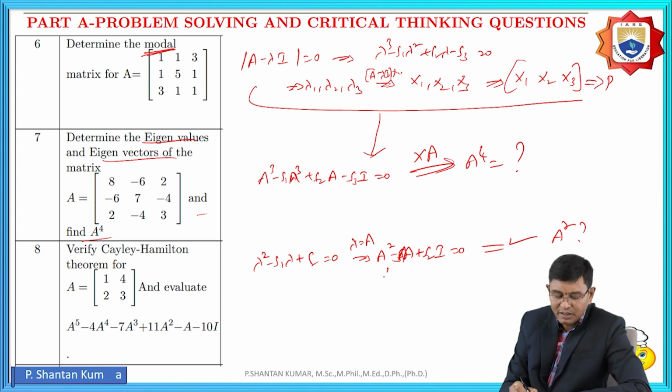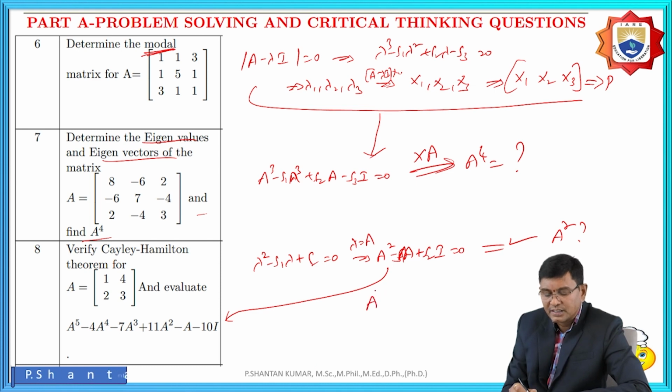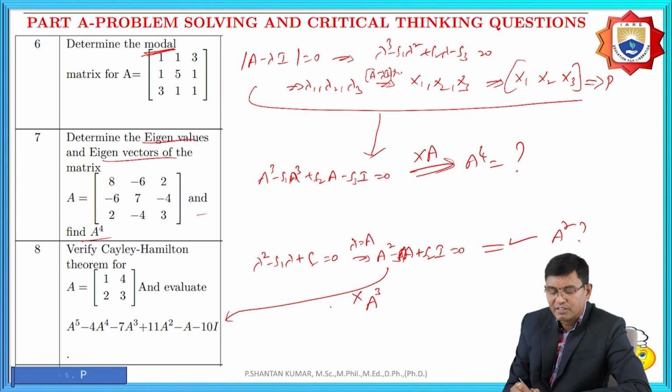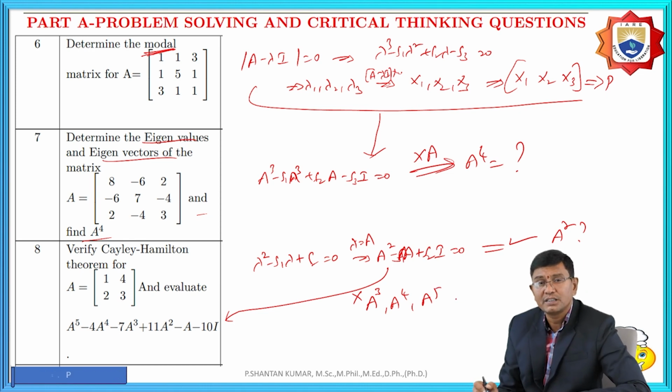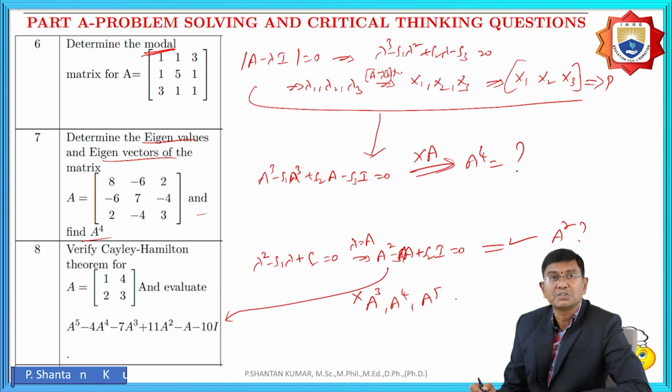Based upon this, you need to find the results in terms of A power 5, by multiplying with A cube on both sides. Then we obtain A cube, and further, one by one, A power 4 and A power 5. One by one we need to find the A matrix. We obtain the matrix and the equation. We find the solutions.